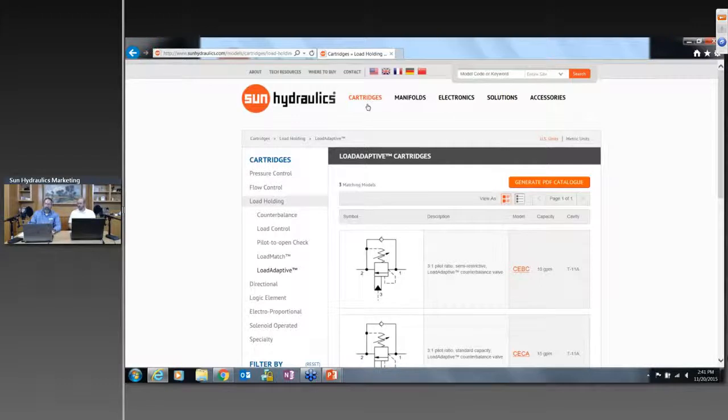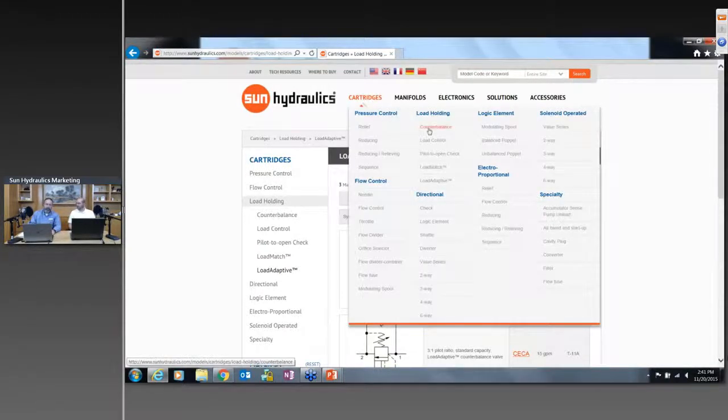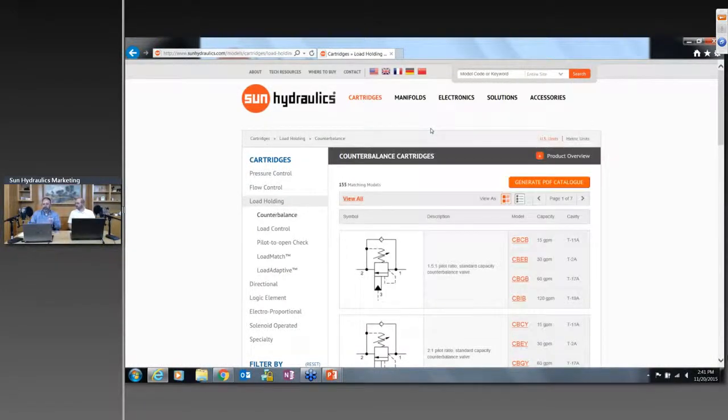Okay, and remember that as you're looking at these valves on the website, they are automatically separated into these different families for you. So counterbalance, load control, load match, and load adaptive. If you have a high-level understanding of what each of these families is really designed for, it's a pretty easy thing to just select that particular family and then start using your system criteria to find the appropriate valve.